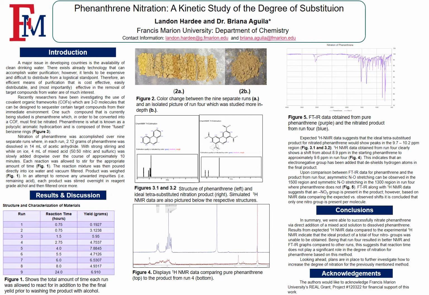In summary, we were able to successfully nitrate phenanthrene via the direct addition of mixed acid solution to dissolved phenanthrene. Results from the expected NMR data compared to the experimental NMR data indicate that the ideal product of a total of 4 nitrate groups was unable to be obtained. And being that run 4 resulted in better NMR data as well as IR data across the 9 runs, this suggests that reaction time does not play a significant role in the degree of nitration for phenanthrene.